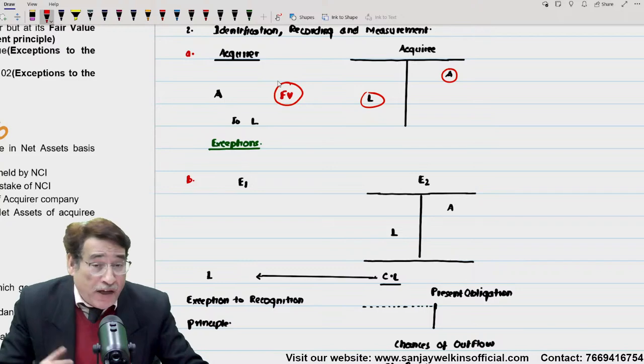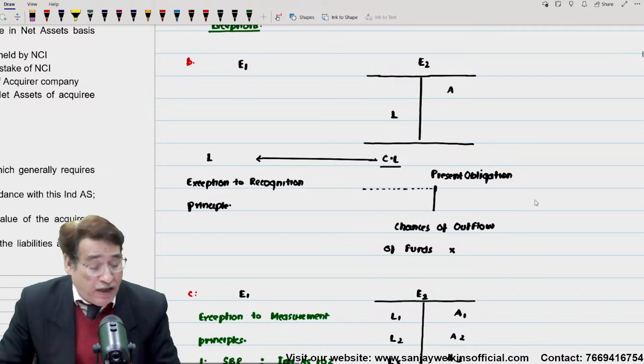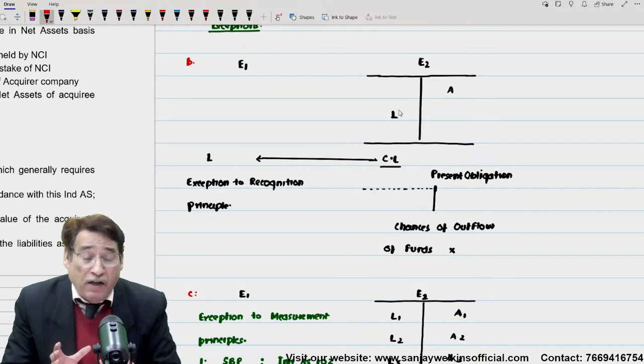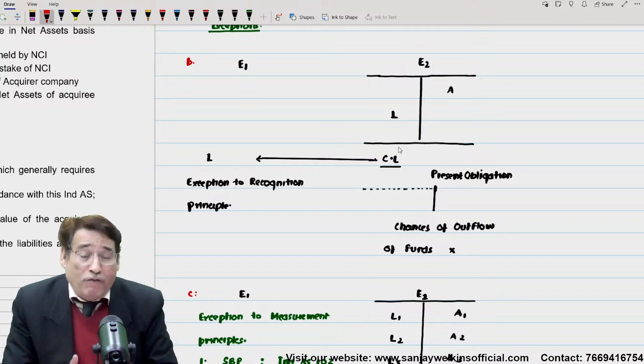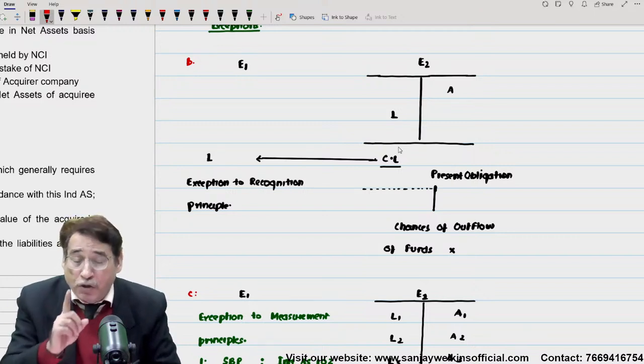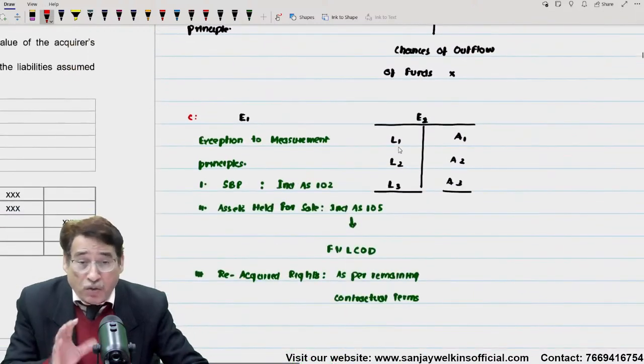However, we were talking about some exceptions. There are some exceptions also. I gave you one example: there may be some items which may not be appearing in the books of the acquiring company. For example, contingent liability. They might not have recognized this liability because the probability of outflow of funds is not there. But herein, we will have to recognize this as a liability. So it becomes an exception to the recognition principle. Remember one thing, you will have to face a lot of MCQs also. So such things you need to keep in your mind.